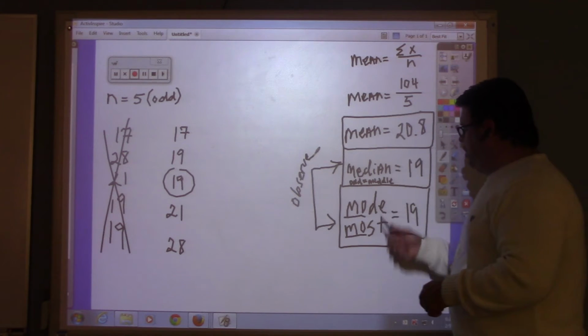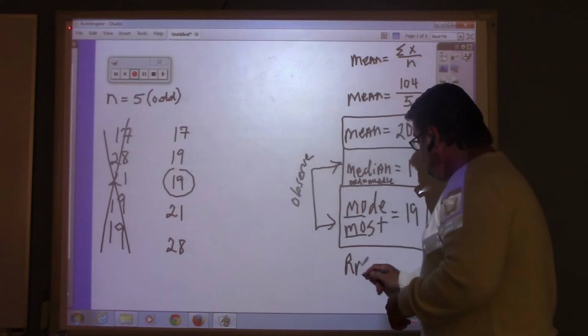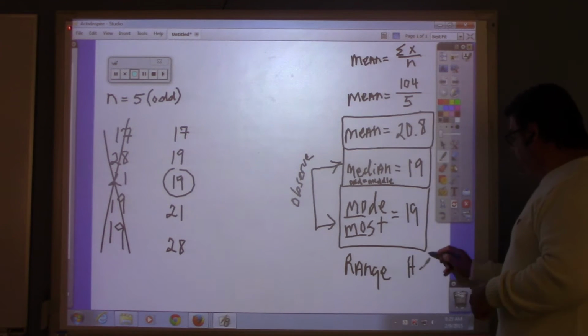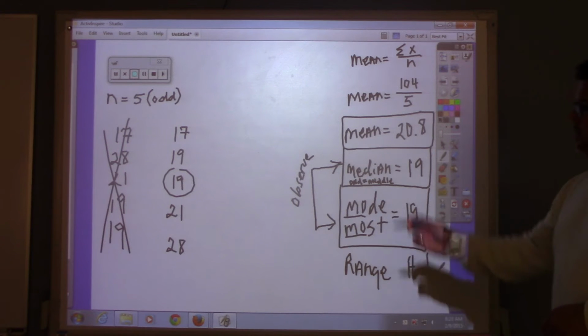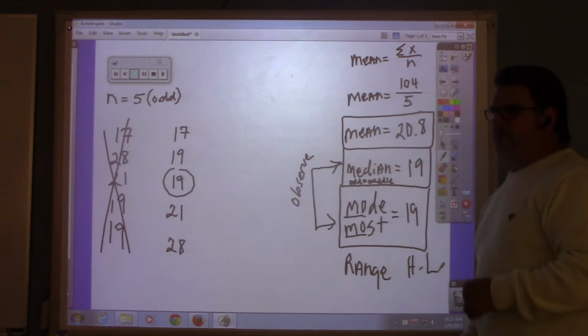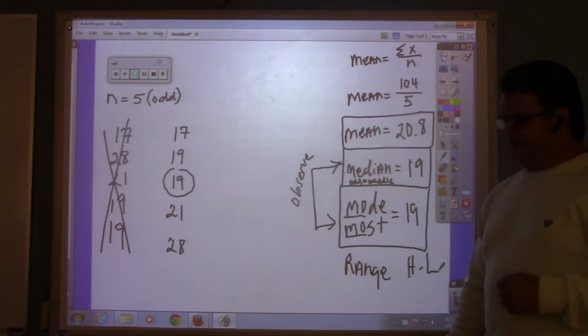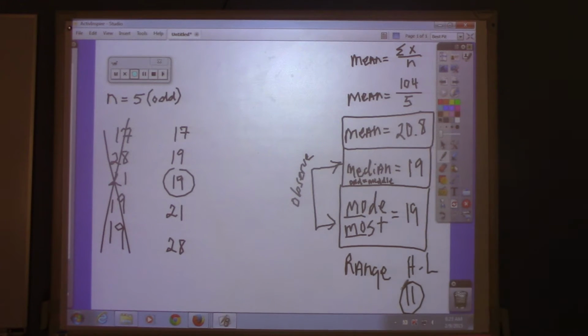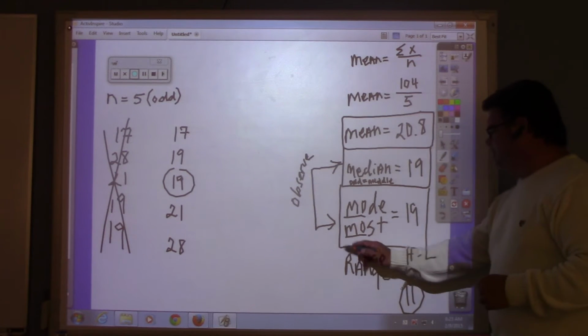Mean, median, mode, range. That's your highest minus your what? Lowest. So 28 minus 17. Come on, y'all can do it. Good job. So your range is 11. Your highest minus your lowest.